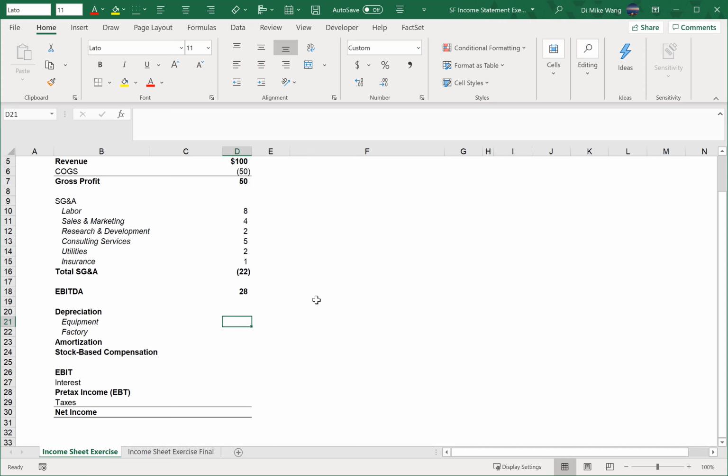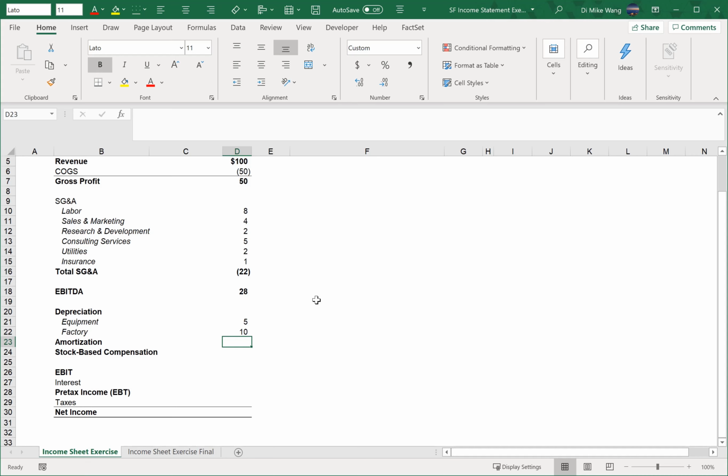For equipment, our equipment was worth $50. So it'll be $50 divided by its useful life of 10 years, which is $5 per year in depreciation. For a factory, it's similar. So we have a factory that's worth $200 in book value or cost, and we're going to divide that by its useful life. In this case, it's 20 years. So it's going to be $10 per year depreciation.